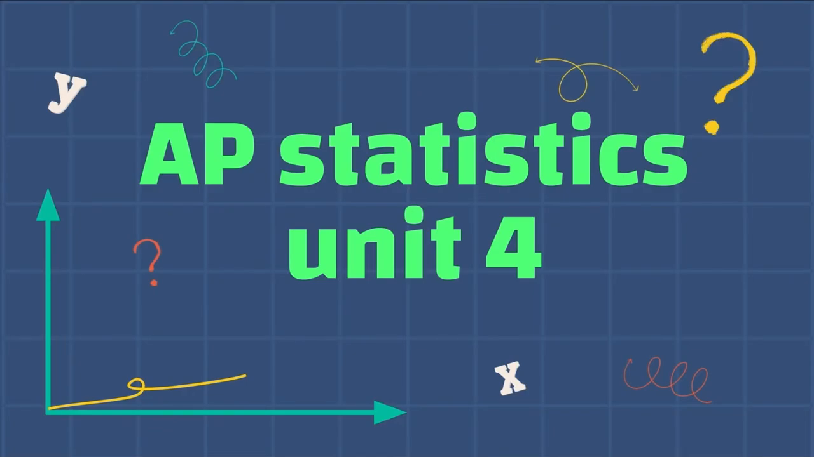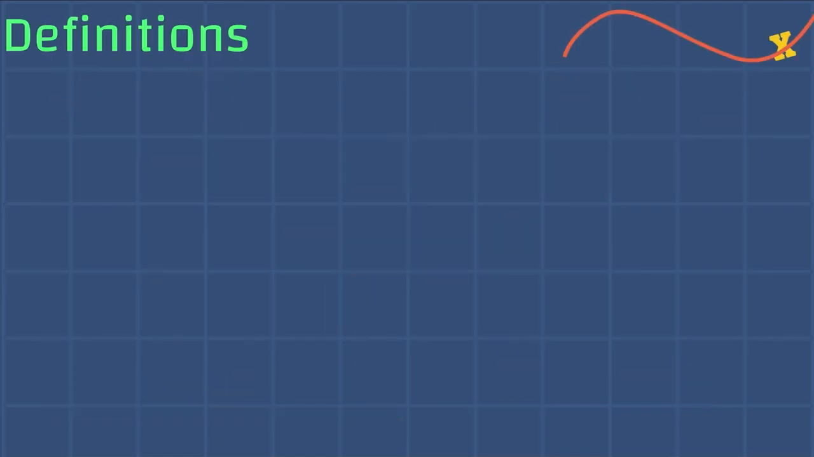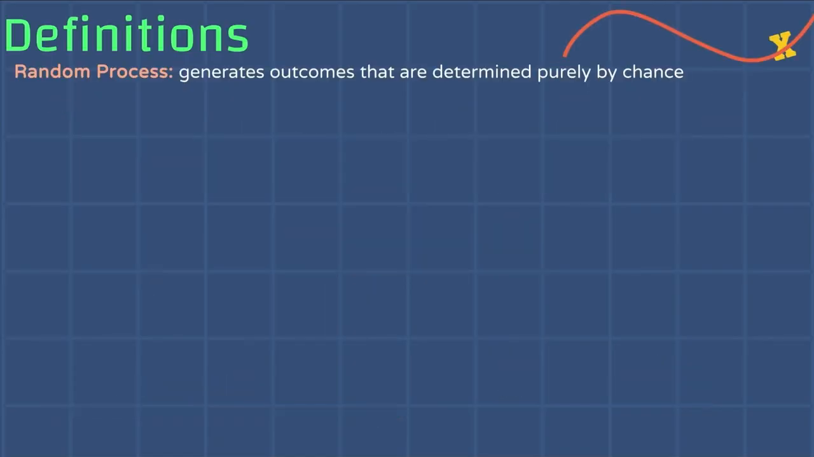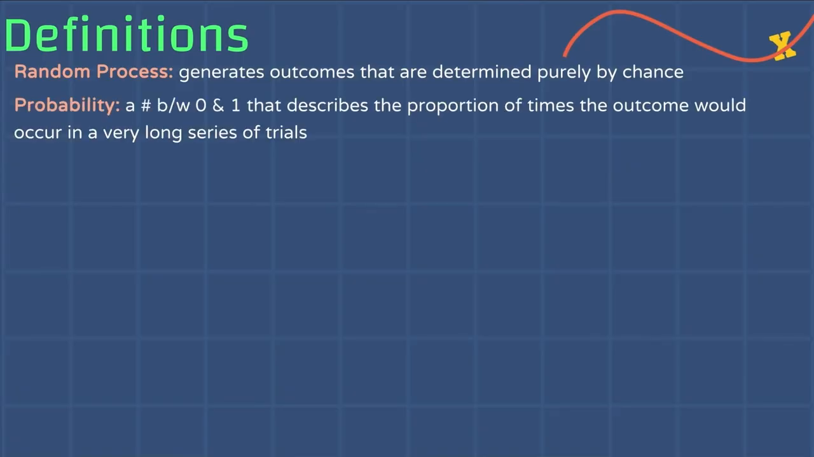So today we'll be reviewing AP Statistics Unit 4. First off, some definitions. A random process generates outcomes that are determined purely by chance. Probability is a number between 0 and 1 that describes the proportion of times the outcome would occur in a very long series of trials.